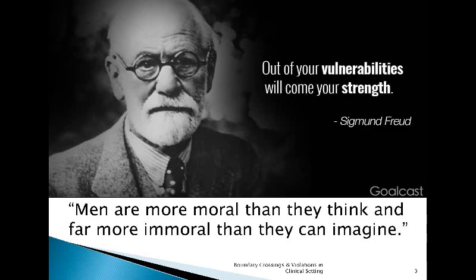Freud was particularly concerned about the devastating impact of transference and counter-transference on his trainee doctors, and he warned his trainees about potential transgressions of professional boundaries. He stated, presumably to his trainees, that out of your vulnerabilities will come your strength.